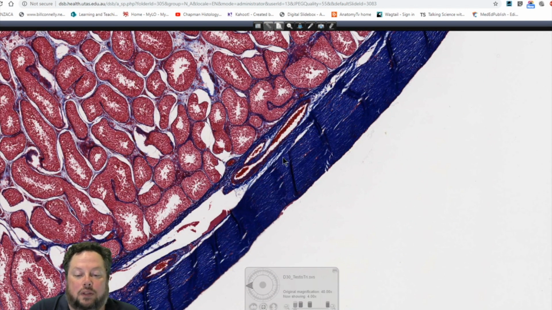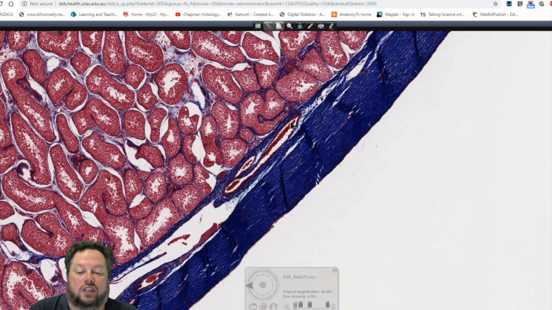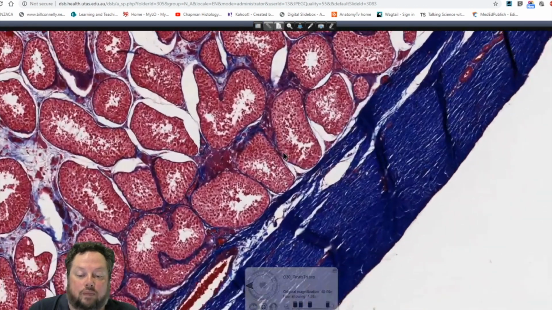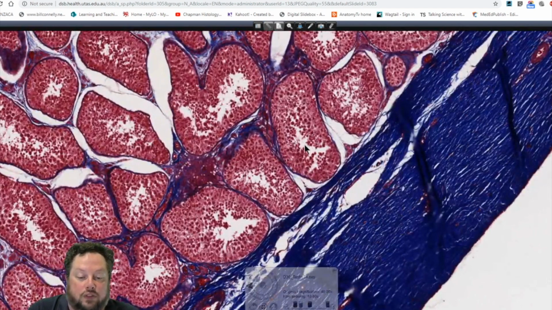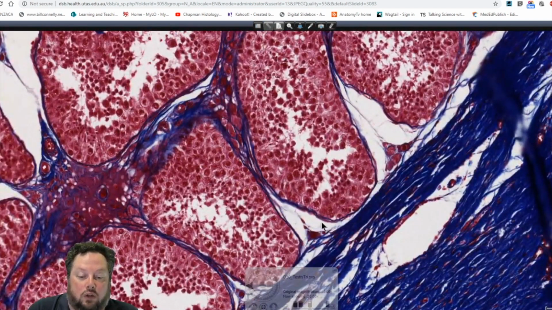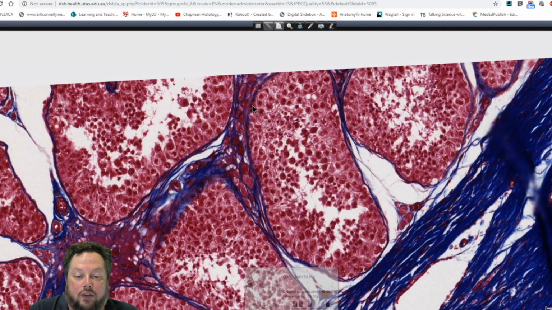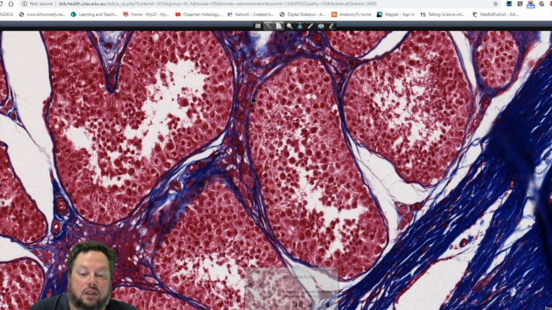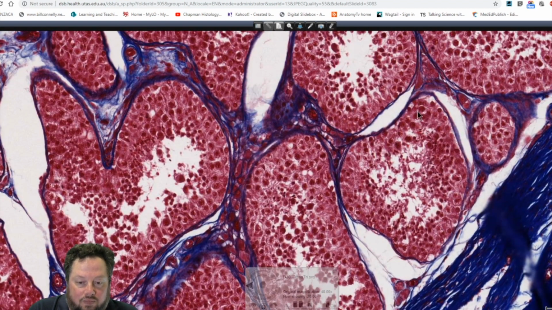Now, we can sometimes subdivide this layer here into what's called the tunica vasculosa. So this inner part where the blood vessels are is sometimes referred to as the tunica vasculosa. So here we have the tunica albuginea, then the tunica vasculosa, and then we've got our seminiferous tubules here. You can see the collagen that's forming part of the wall of the seminiferous tubules. There would be myoid cells here as well.